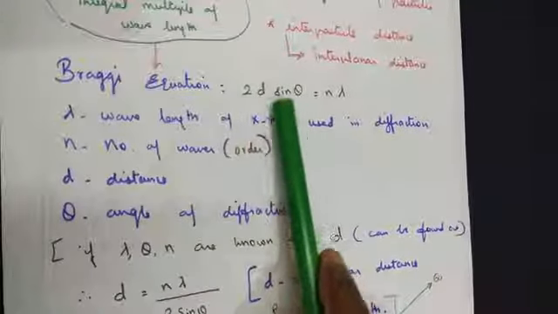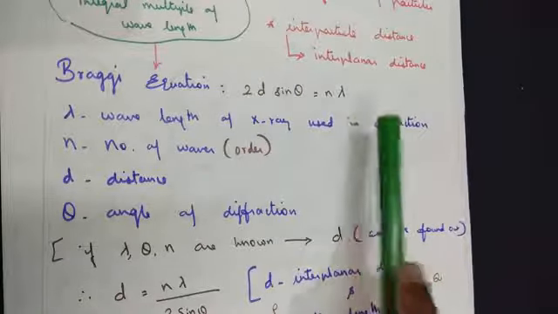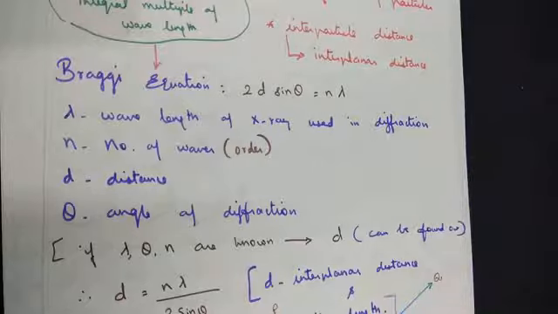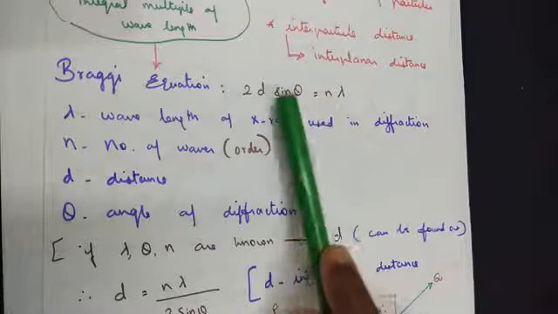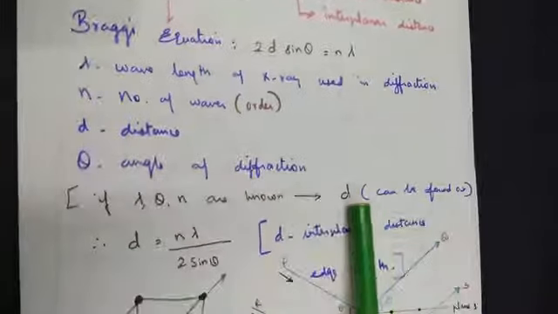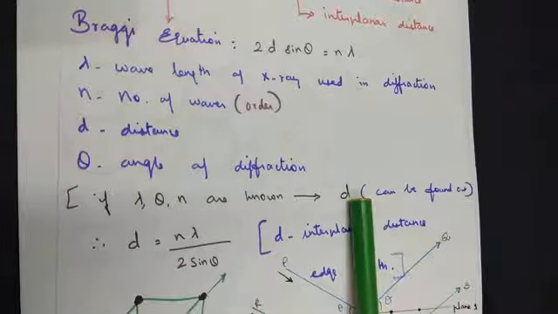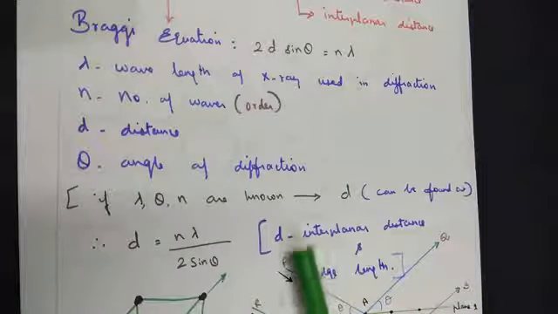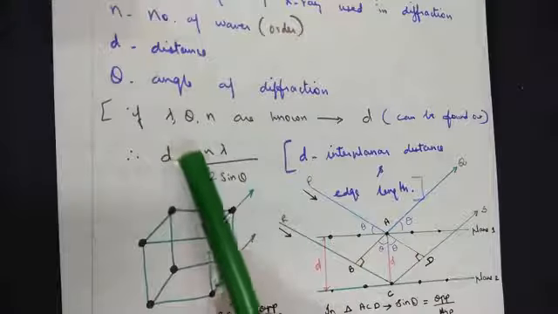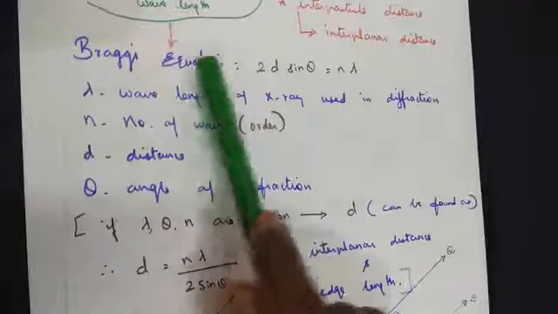Now the variables involved here are d, theta, n and lambda. Numerical questions are asked on this, so you need to know the terms involved to work out those questions. If we know the values of any three variables, the fourth variable's value can be easily calculated. For example, if my point of interest is the interplanar distance, I can rearrange the same formula so that I get d is equal to n lambda by 2 sin theta. So this is about Bragg's equation.